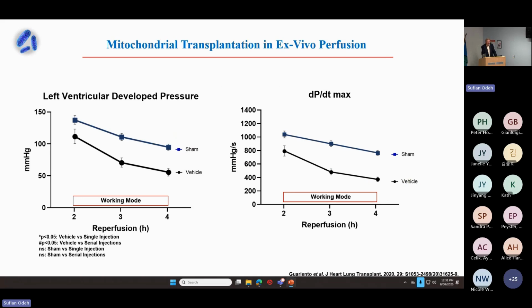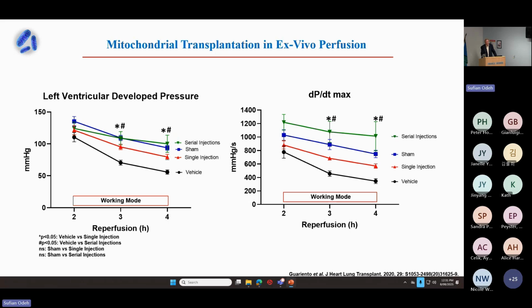So this is the same thing with LVPDP and dP/dt max. Here it is, the sham heart. Here's the vehicle heart, that DCD plus vehicle. But if you give them mitochondria, it's increased, comes back to normal.